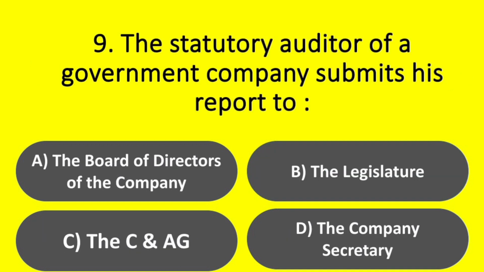Question. The statutory auditor of a government company submits his report to: Option A, the board of directors of the company. Option B, the legislature. Option C, the C and AG. Option D, the company secretary. Answer: Option C, the C and AG.